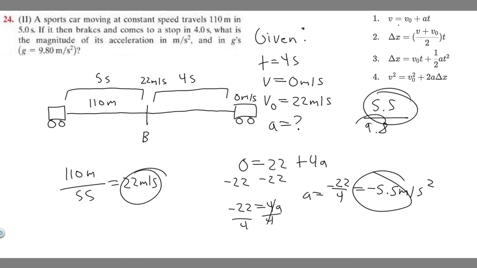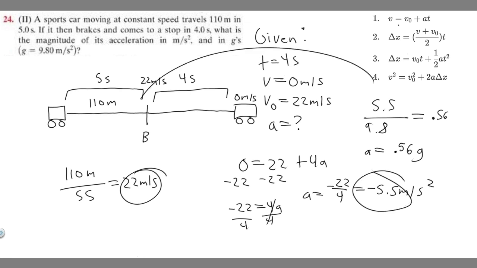5.5 divided by 9.8 equals 0.5612, and so on. I'm just going to round to 2 decimal places, so 0.56, and the units are going to be g's. So our acceleration is going to be 0.56 g. This is going to be your answer in g's, and the other is your answer in meters per second squared, and that's how you solve this problem.